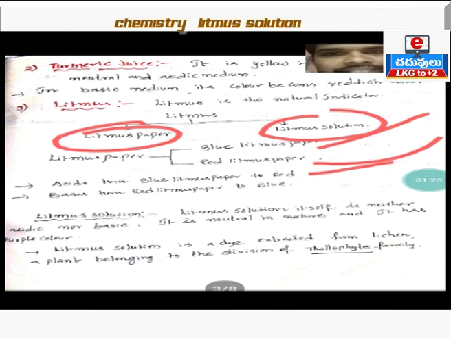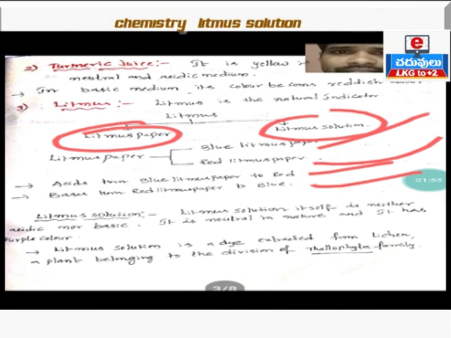Clear? And next, bases turn red litmus paper to blue litmus paper. When red litmus paper is dipped in a basic substance, that basic substance turns red litmus paper into blue litmus paper. Bases do not turn blue litmus paper. Bases always turn red litmus paper. Once again, acids turn blue litmus paper to red litmus paper. Bases turn red litmus paper into blue litmus paper.